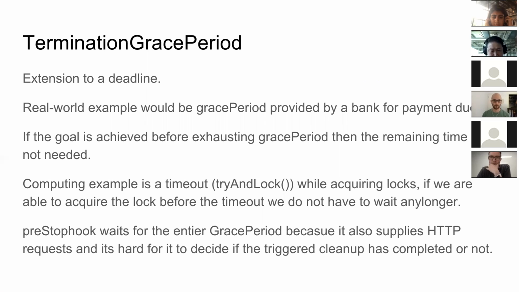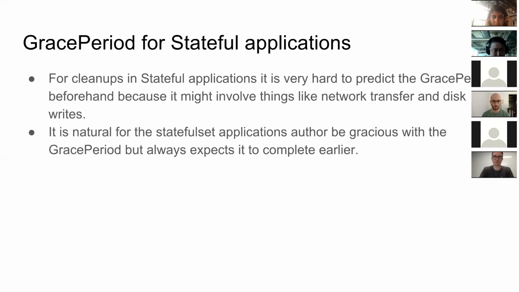Unfortunately, from whatever I've experimented, the pre-stop hook definitely waits for the entire grace period, even if it could complete the termination or the cleanup process long before the actual grace period time. That is a kind of problem, especially when you have stateful applications. There are some applications which might need cleanup, and the time taken for those cleanups will be very hard to predict beforehand, especially when these cleanups include network file transfer or a lot of disk writes. So these things depend on the infrastructure.